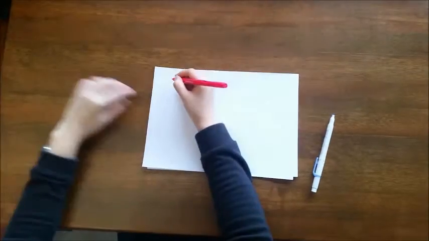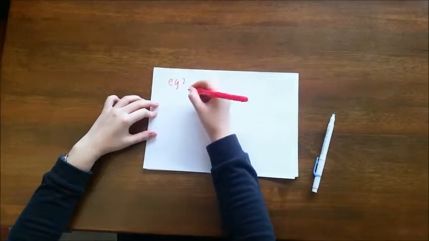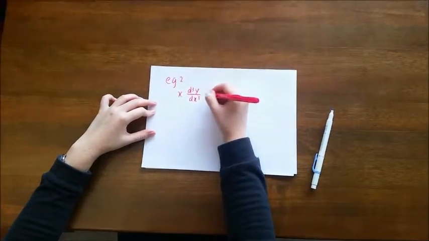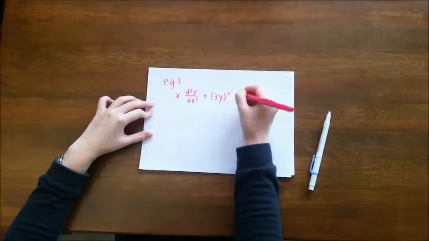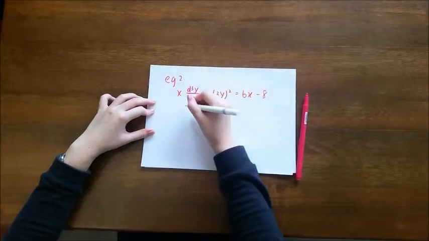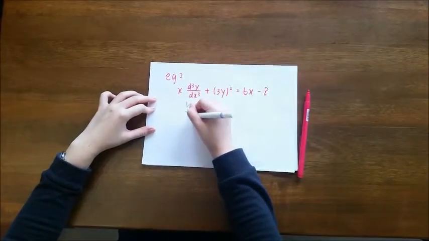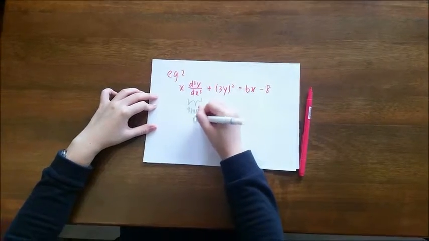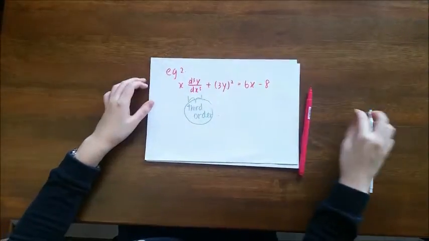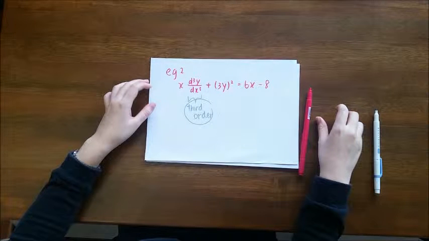Example 2. x d2y over dx2 plus 3y squared equals 6x minus 8. The dy dx here is in the third order. So therefore, this equation is a third order differential equation.